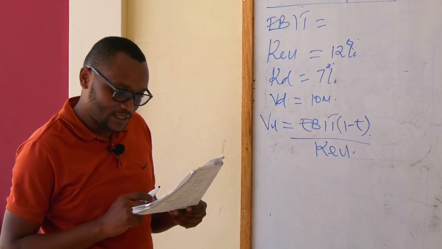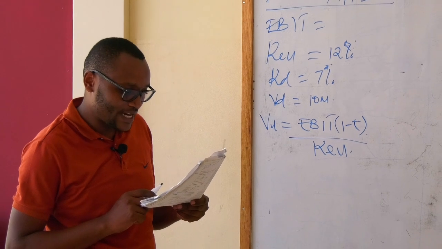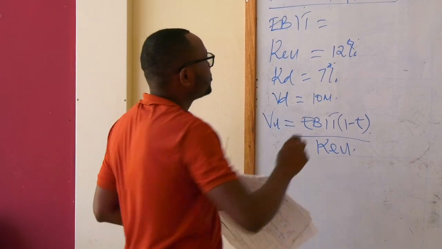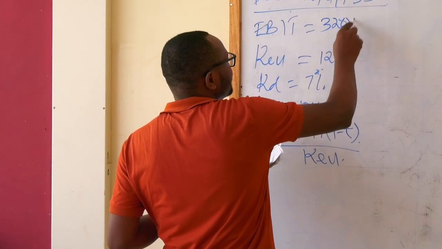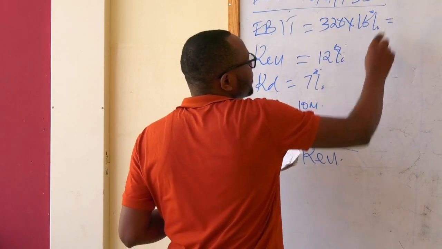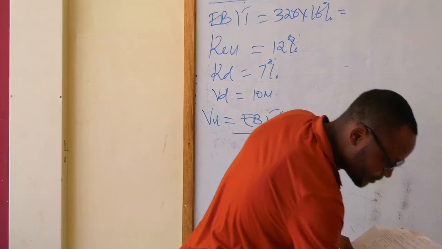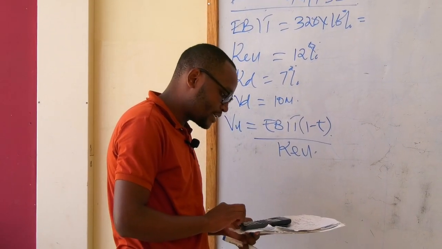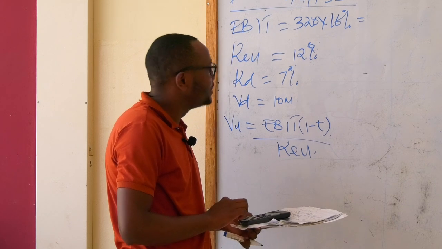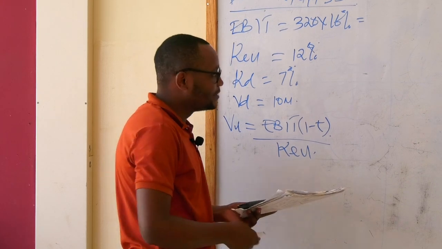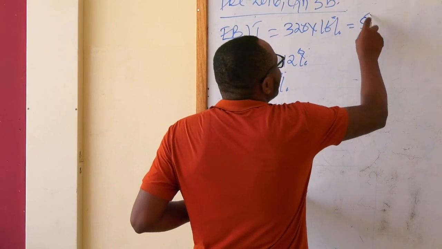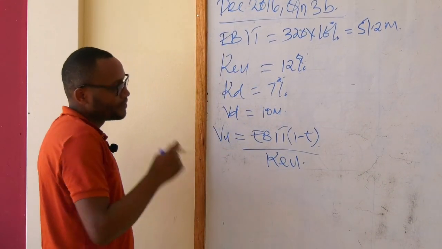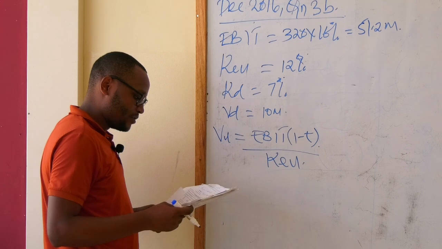We are being told the firm will have a book value of assets of 320 million and expects to earn a 16% return on these assets. So to get it, you take 320 times 16%. You can calculate it. I've told you calculation is very simple as long as you have a good calculator, times 0.16. That is 51.2 million.